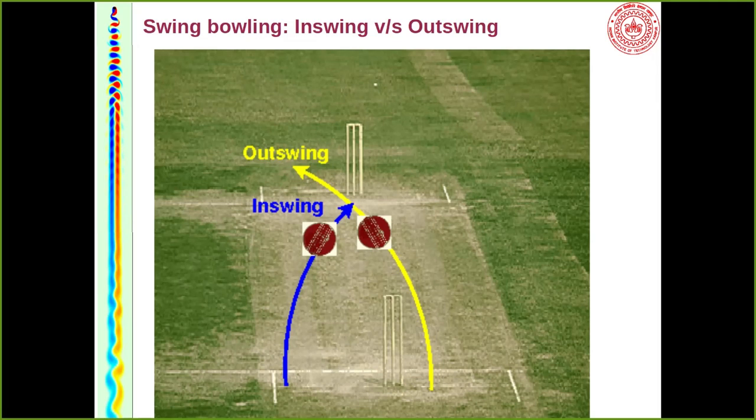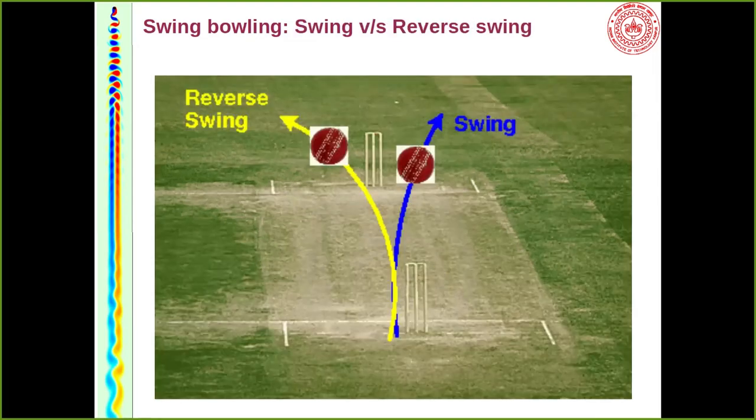Sometimes the ball will swing in the other direction. So if the seam is pointing like this, but the ball moves in the other direction, then I am completely cheated as a batsman. And that would be reverse swing. So here is an example of the same delivery, same seam orientation. It could swing, it could reverse swing. Therefore, there are many questions. A, why does the ball swing? B, why does it reverse swing?